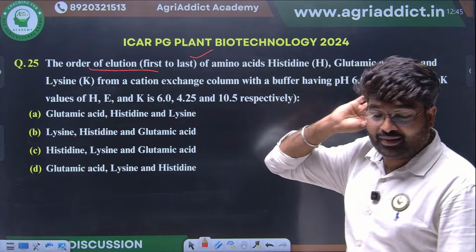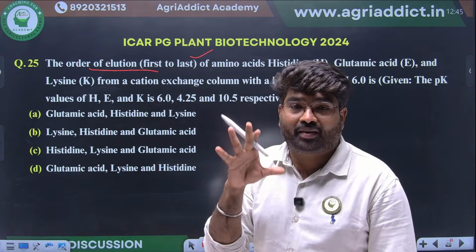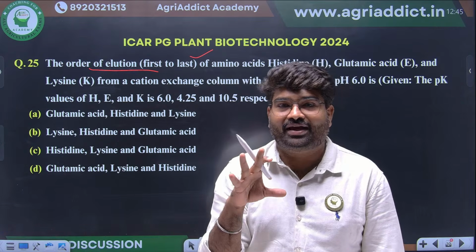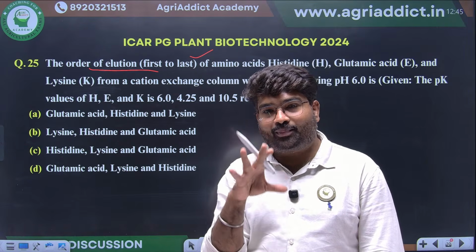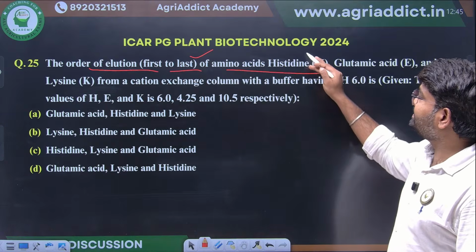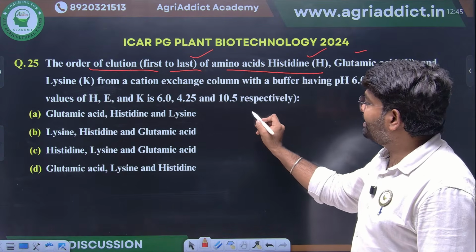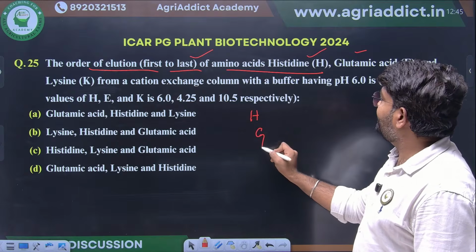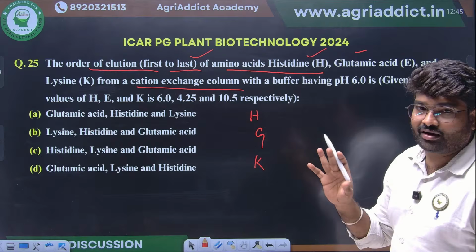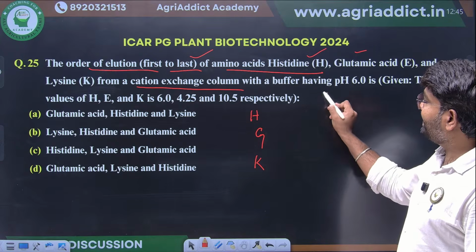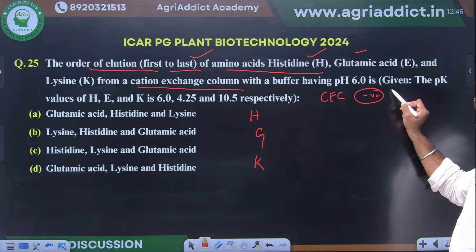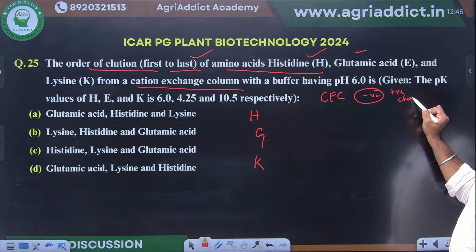Next, the order of elution. See, another technique question in biochemistry. They ask so many applied questions, particularly in techniques in biochemistry. Here, the order of elution for amino acids. They have given different amino acids: histidine, glutamate, then lysine. They are from a cation exchange column. That means this column will have a negative charge, and it can bind positively charged ions. This is clear.